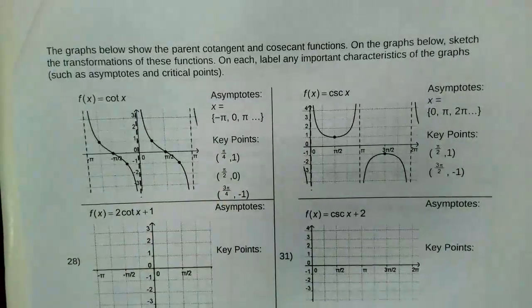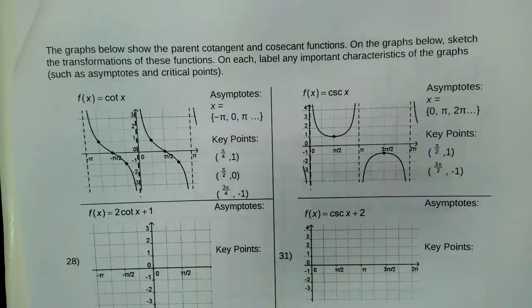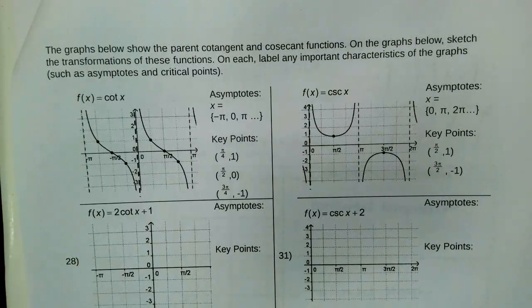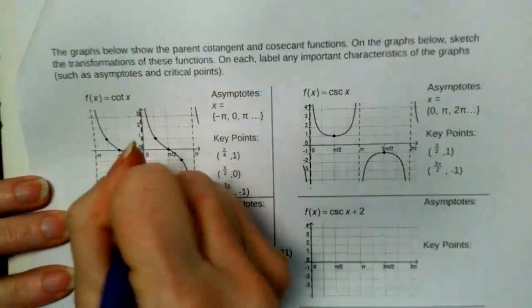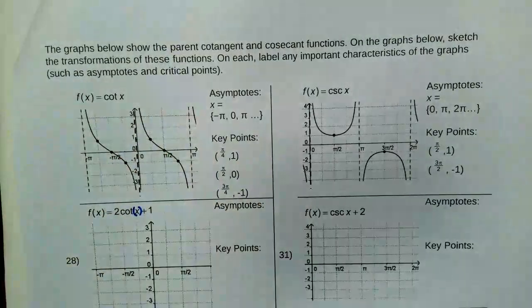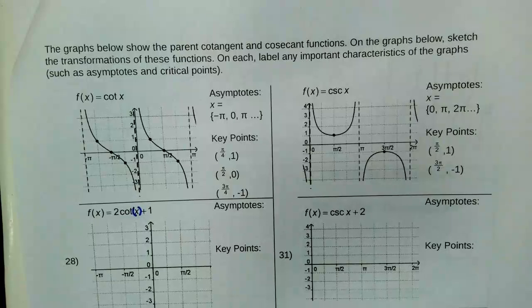Okay. So if you look at number 28, I have 2 transformations happening: the 2 in the front and the +1. So remember, if there's no parentheses, they mean that the parentheses close after the X and then comes the +1. So are these 2 changes X changes or are they Y changes? Or both? Or one of each? They're both Y changes. So if that's true, are my asymptotes going to change at all?